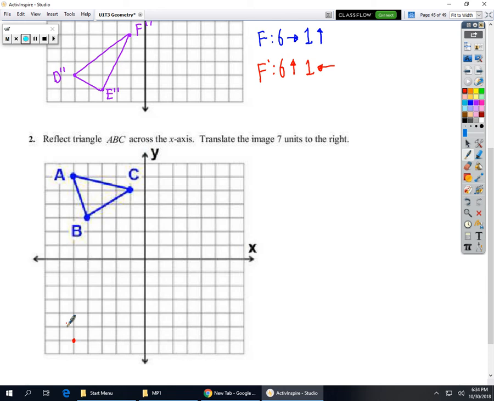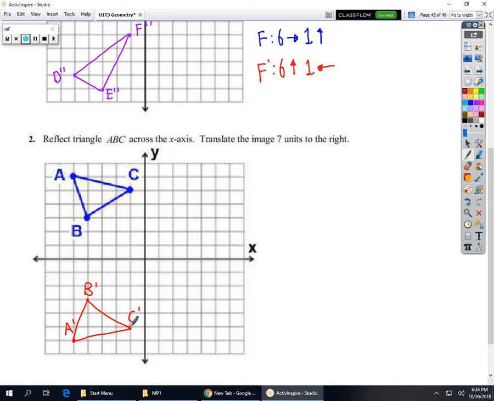That is A prime. B is 3 above, so it goes 3 below. C is 5 above, goes 5 below. 1, 2, 3, 4, 5. C prime. There we go.